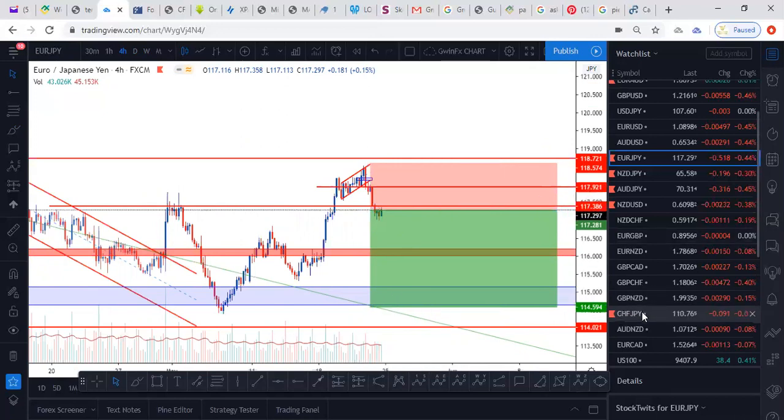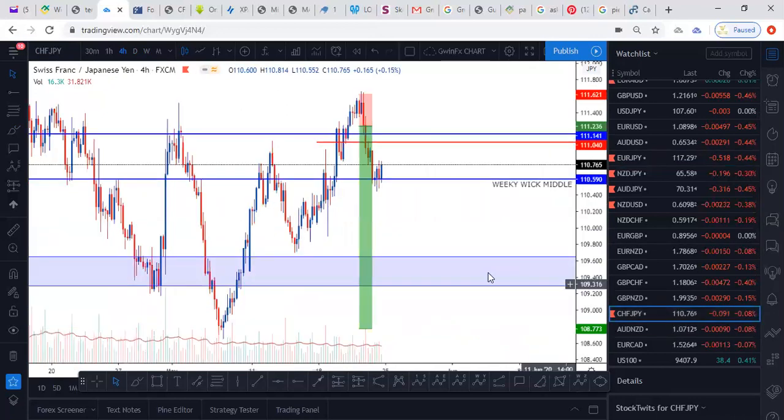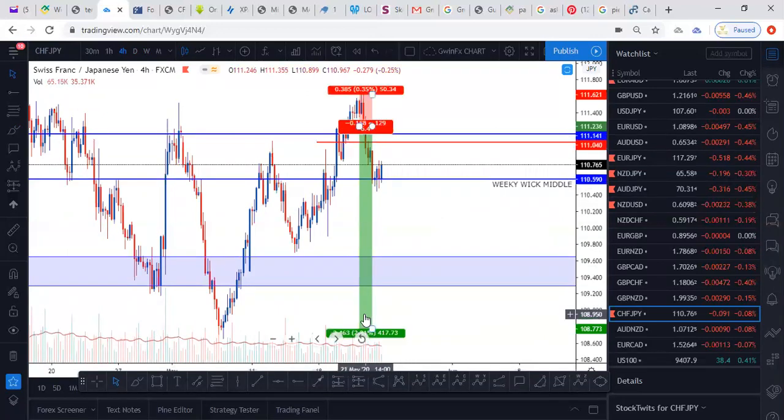All right. So this is also symmetrical with the CHF JPY. Want to see a pullback into this zone, and we could sell, completing this pattern here, for a 1 to 6.4 risk to reward trade.